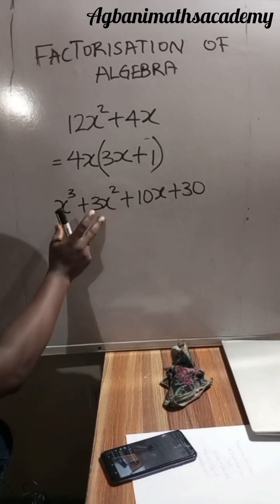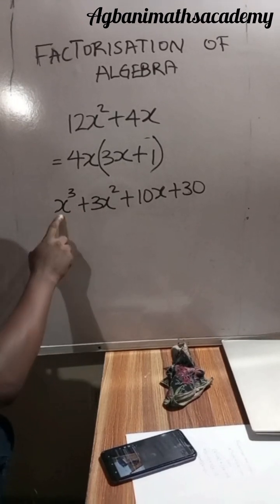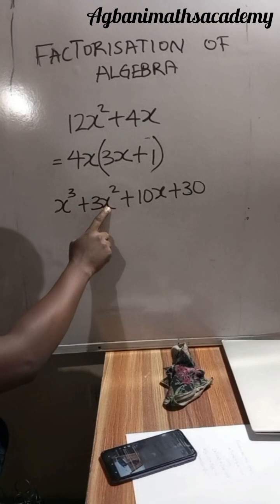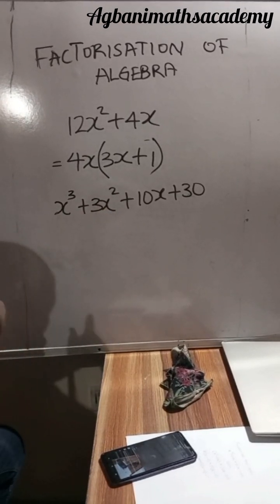x raised to power 3 plus 3x raised to power 2. If you look at this group, do they have something in common? Yes, they have something in common. You have x here, you have x here. So they have something in common. Therefore, they can be placed in one group.